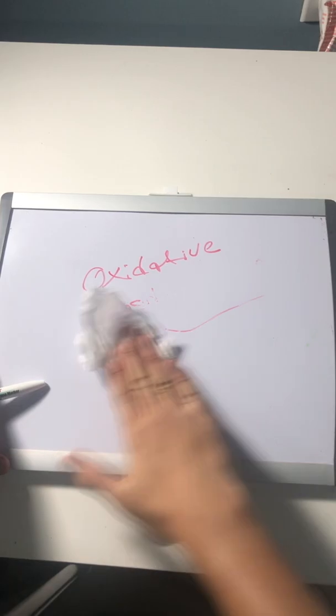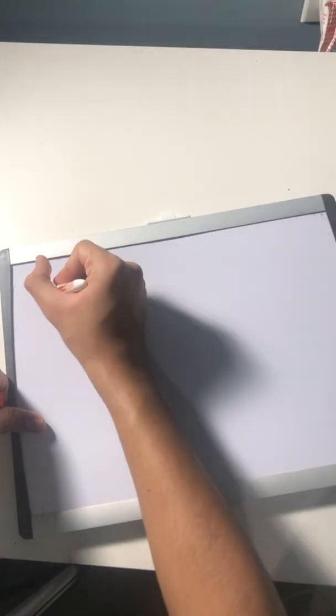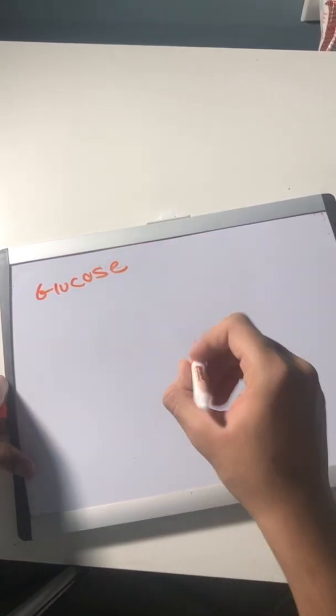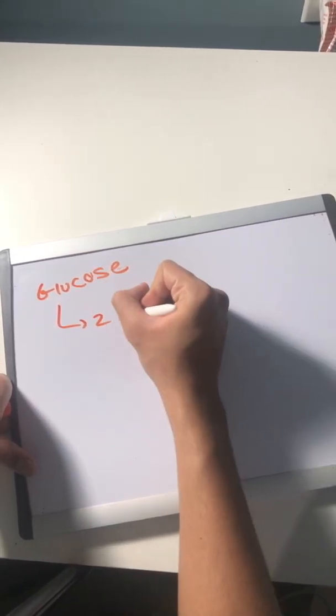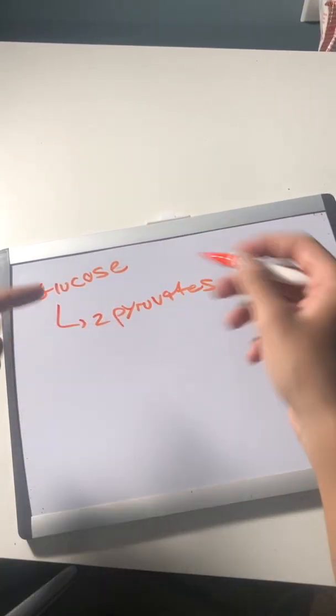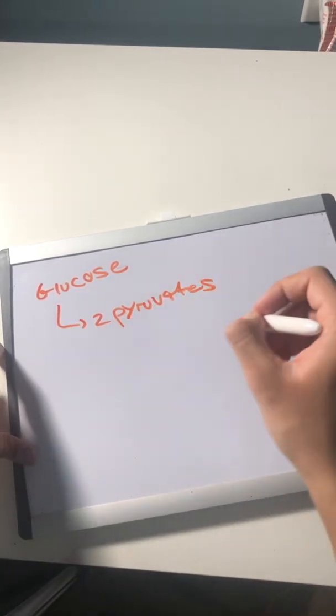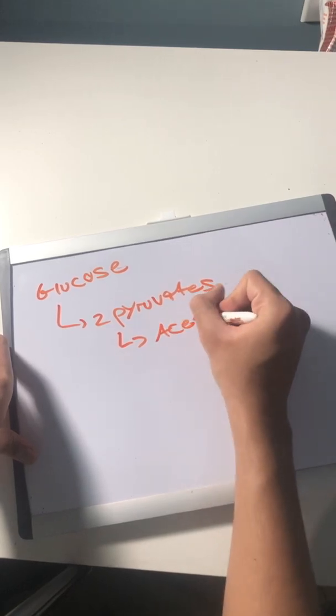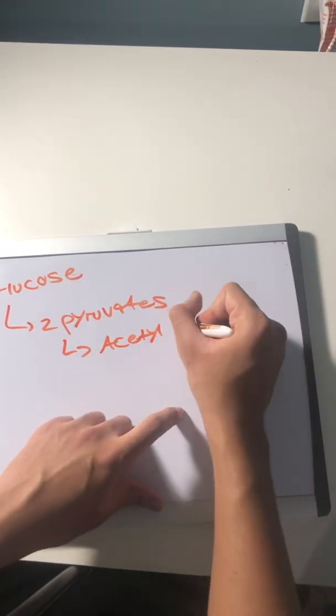So firstly, let's go over what we've discussed until now. This all happened from one molecule of glucose. That glucose was converted into two pyruvates from the process of glycolysis, and those two pyruvates will undergo pyruvate oxidation in order to make acetyl-CoA.